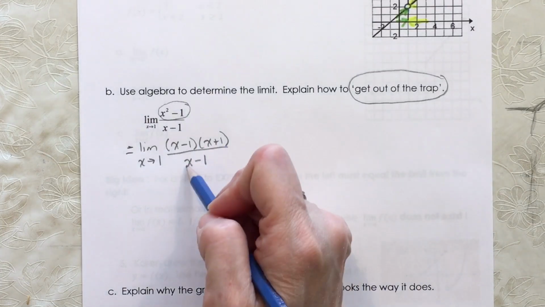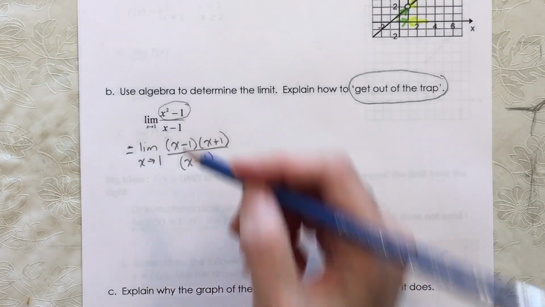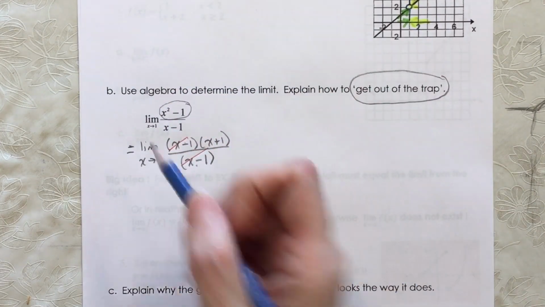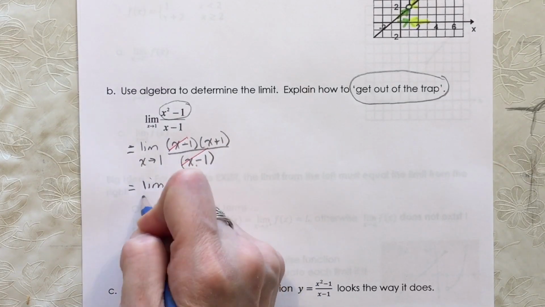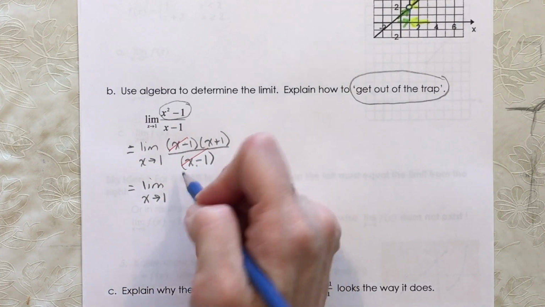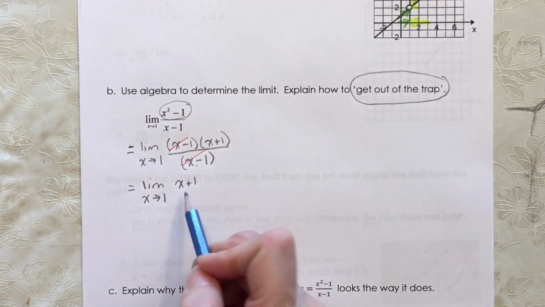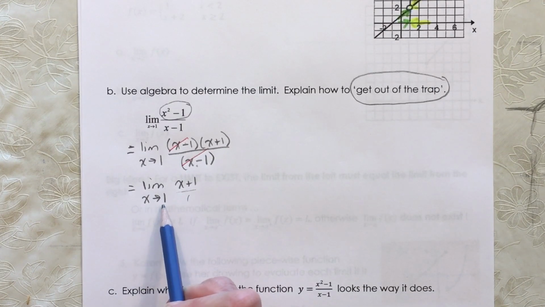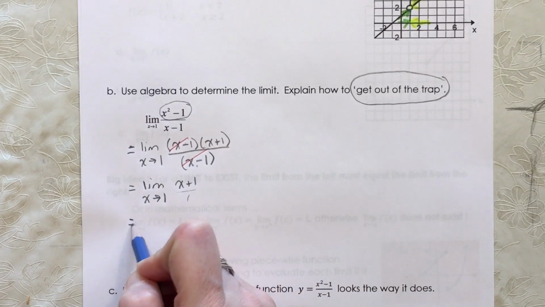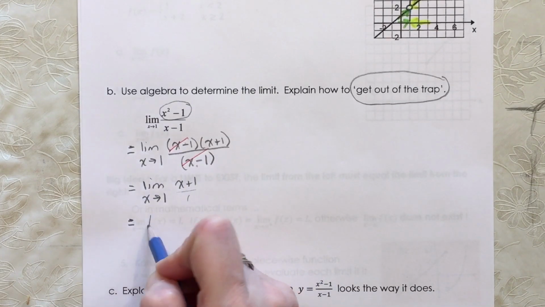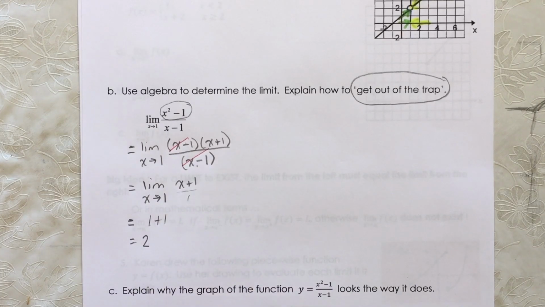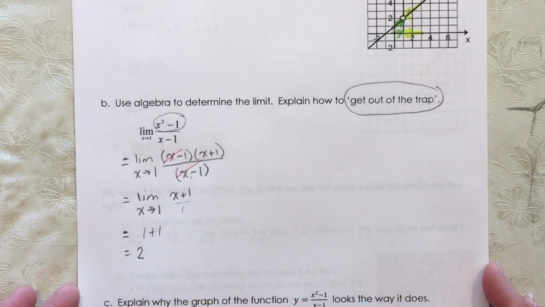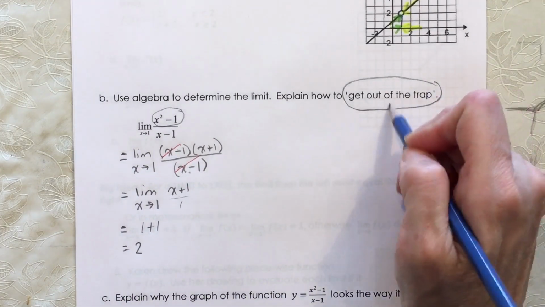And then I can exaggerate this x minus 1 in the bottom. That's a number, and these two divide out. So that's how I got out of the trap, because now all of a sudden my equivalent limit is the limit as x approaches 1 of x plus 1. And our denominator, even though we're not showing it, is a 1. So now I'm free to let x approach 1 because the denominator is 1. If I let x approach 1, this limit becomes 1 plus 1, or 2, which is the same thing we got graphically. So our limits agree, which is great. We got out of the trap by factoring.